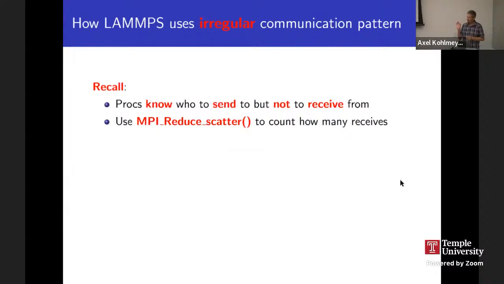Okay, now I'm going to talk about how LAMMPS uses the irregular communication pattern. So again, remember the signature of that is the processors know who to send information to, but not who to receive it from. And this MPI reduce scatter method is the key MPI method that allows each processor to find out how many processors are going to send it information so it can then accumulate what it needs to do the irregular sends, receives, and waits.